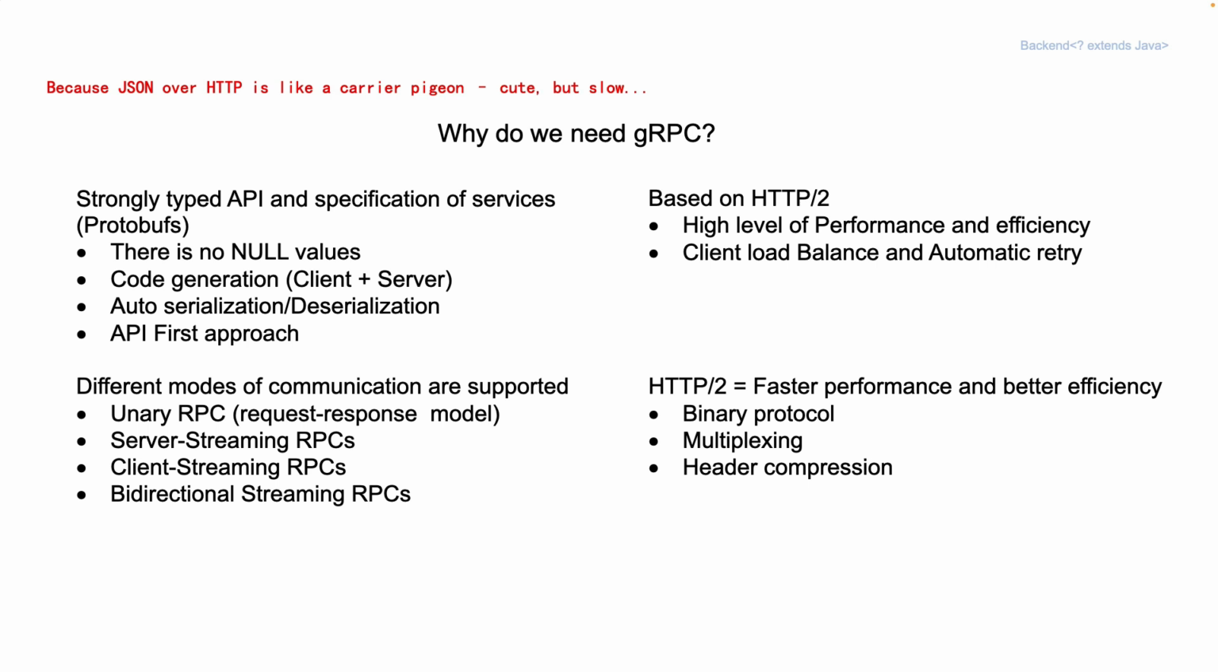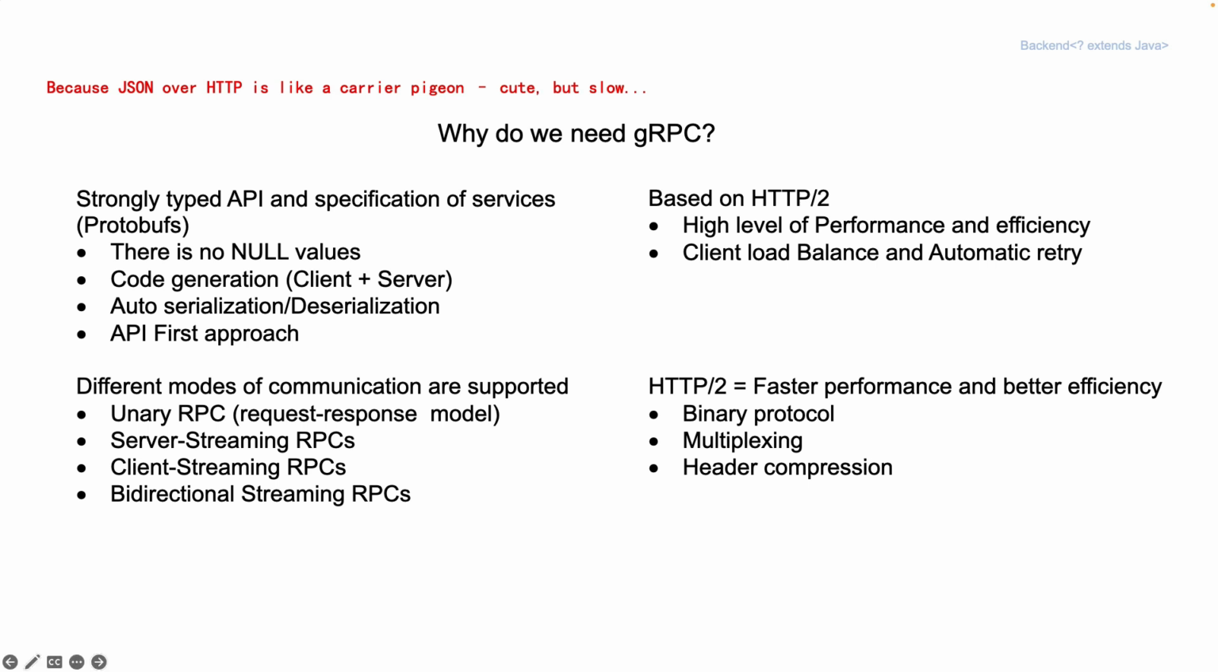gRPC is a very performant integration technology because under the hood it uses the HTTP2 protocol. HTTP2 provides a high level of performance and efficiency, and also there is client load balancing and automatic retry. When we say HTTP2, we understand faster performance and better efficiency because of the binary protocol, because of using multiplexing in HTTP2, and also because of using header compression in HTTP2.